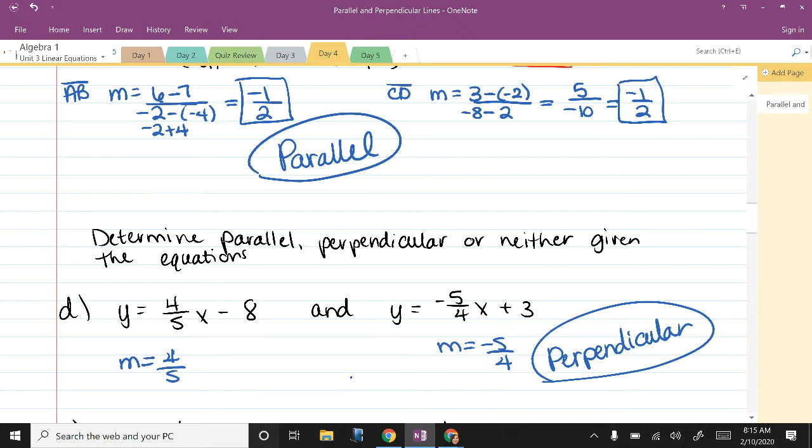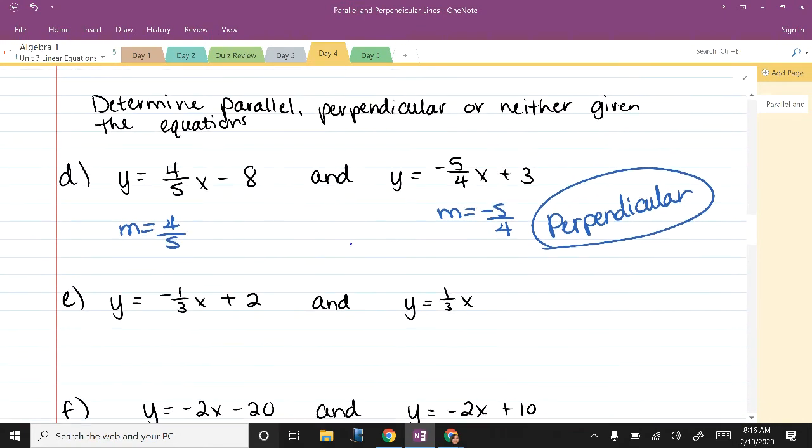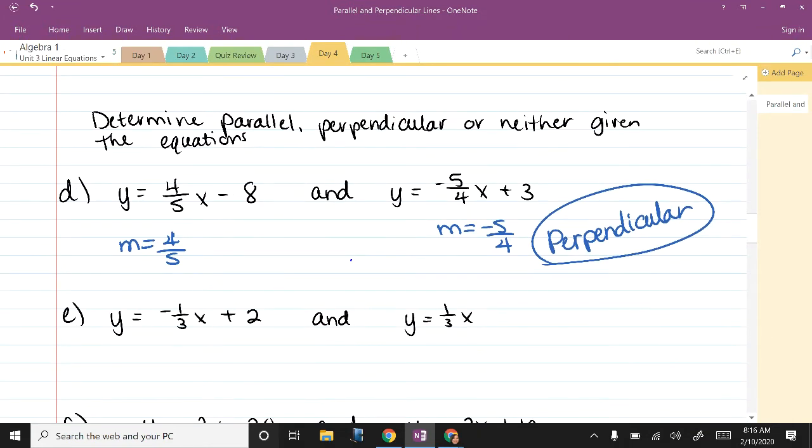Then you got to fix it. And we know how to do that. Okay. On this one. Y equals negative 1/3 x plus 2 and y equals 1/3 x.